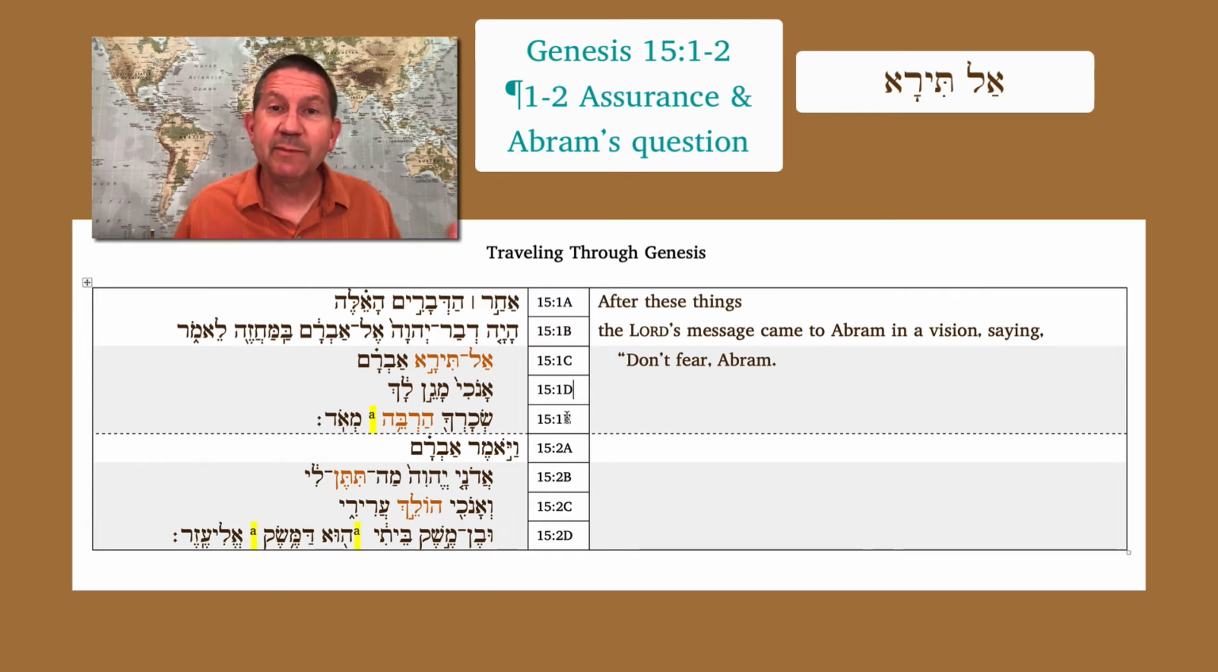Then we have Anoki Magen Lak. So Anoki is the 1CS pronoun I. We have to supply to be. I am Magen. Maybe also a word that wasn't in our first year Hebrew vocabulary. Magen is a shield. Then we have lak, so preposition lamed and 2ms. And this is a pausal form, so it's not laka, right? Normally we're looking for ka from ta, from ata, but the 2ms suffix when it's in pause is simply ak.